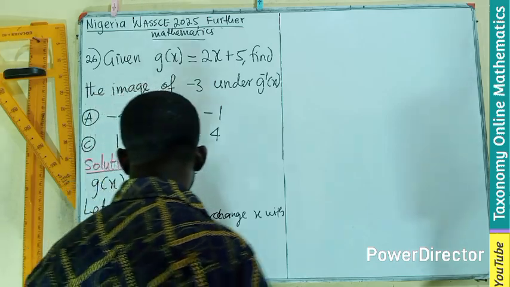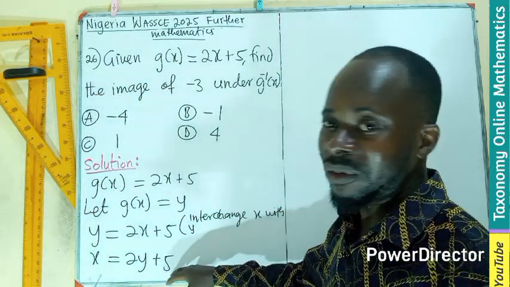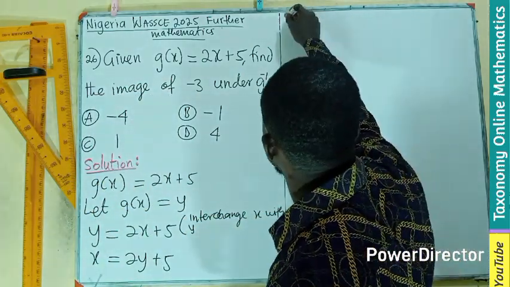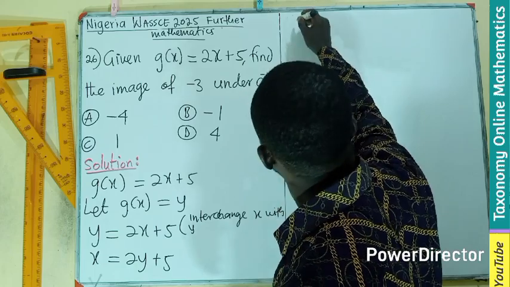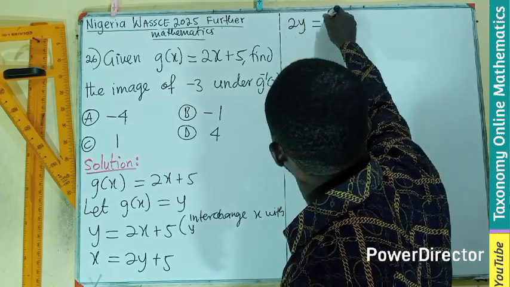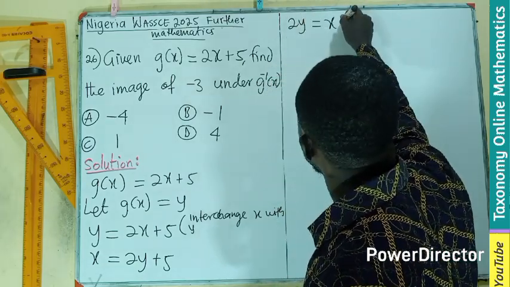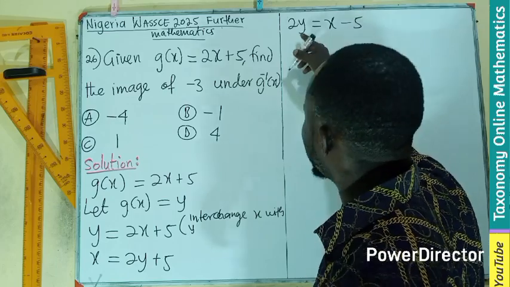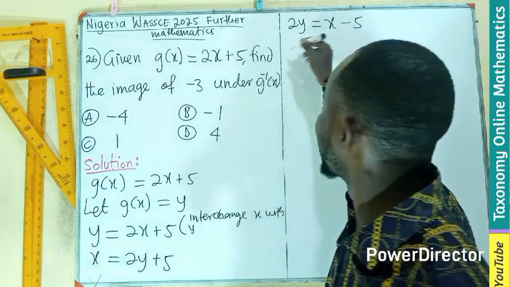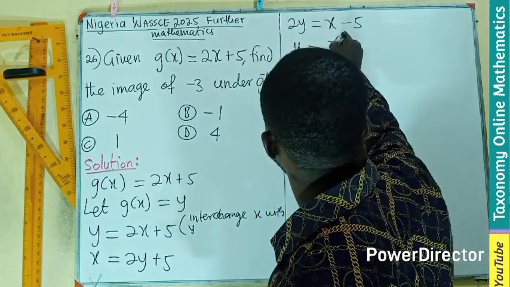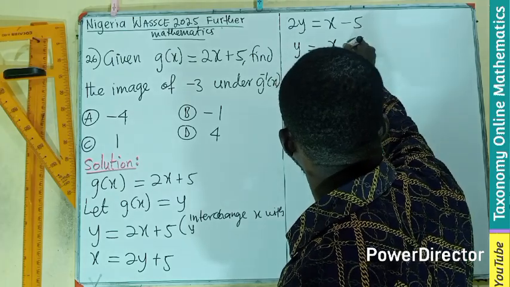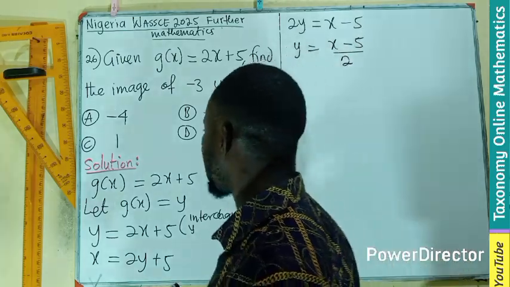So now if y is going to be the subject, I have to subtract 5 from both sides, meaning 2y will now be equal to x minus what? 5. But it is the y we want to make the subject. So y will now be equal to x minus what? 5 divided by what? 2.